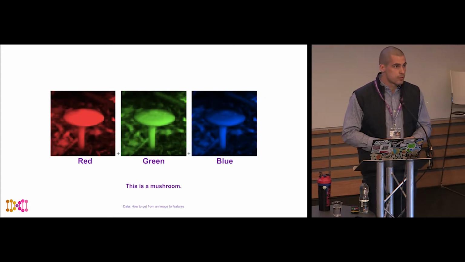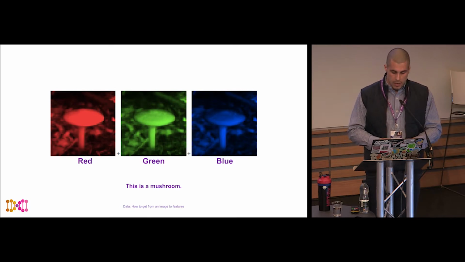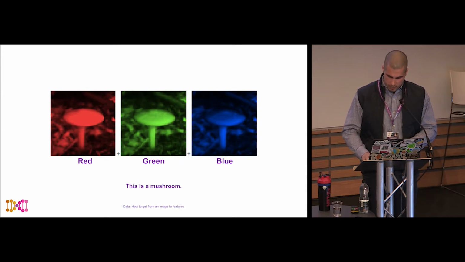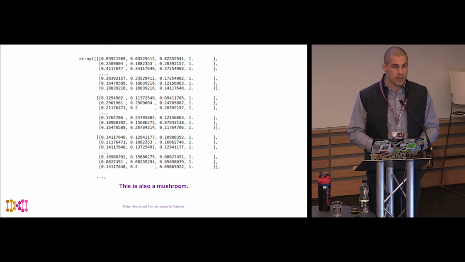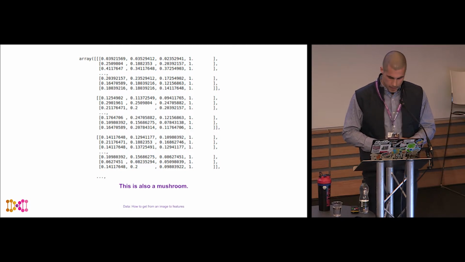Generally, an image is stored in 3 channels: red, green, and blue. This makes it an array where for each pixel you have 3 numbers, which correspond to how much of each color you have within that particular pixel. And this is also a mushroom, but now represented as an array. On this array of numbers, we can perform certain mathematical operations that allow us to extract visual features from an image. And this is essentially what we do.